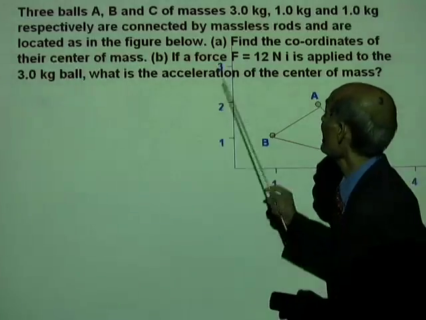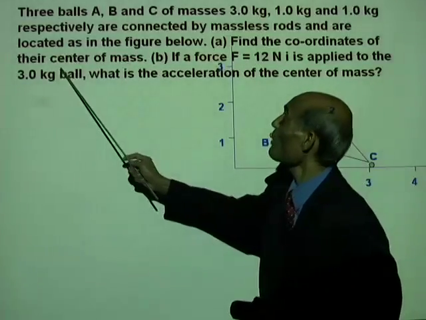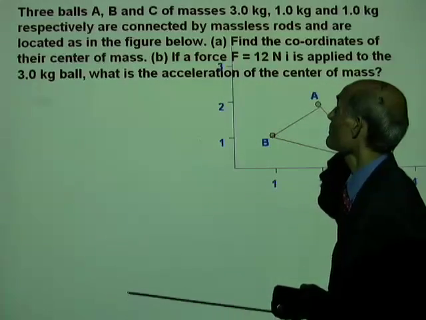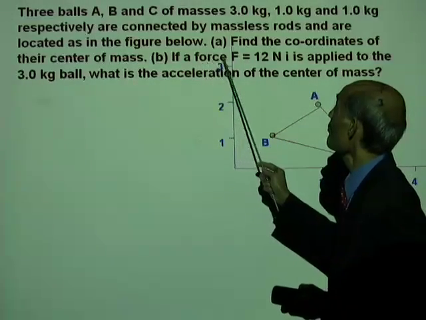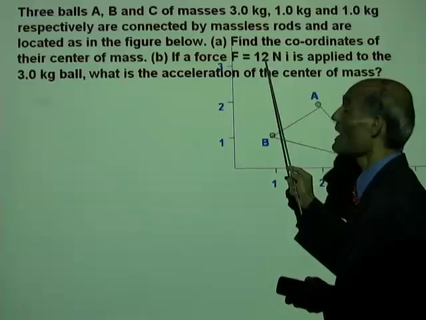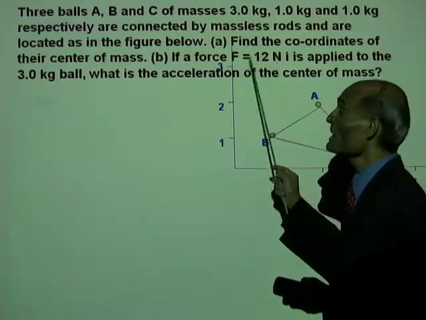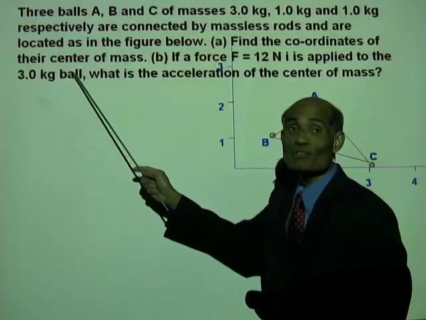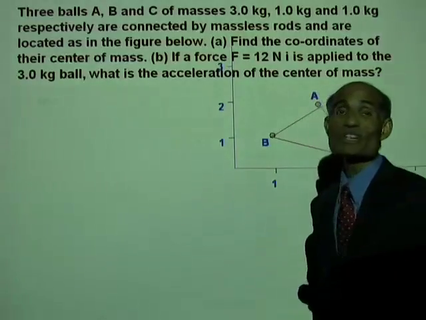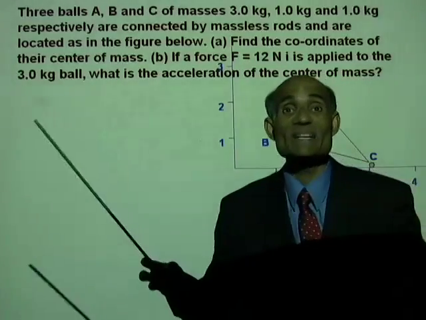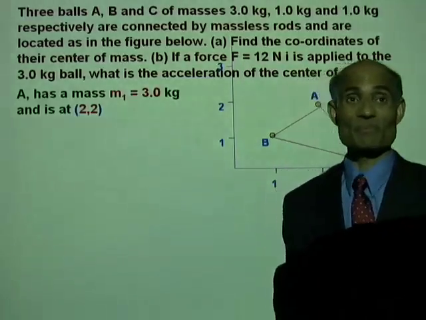What are we supposed to find? A, find the coordinates of their center of mass. And B, if a force F equal to 12 Newton i is applied to the 3 kilogram ball, what is the acceleration of their center of mass?